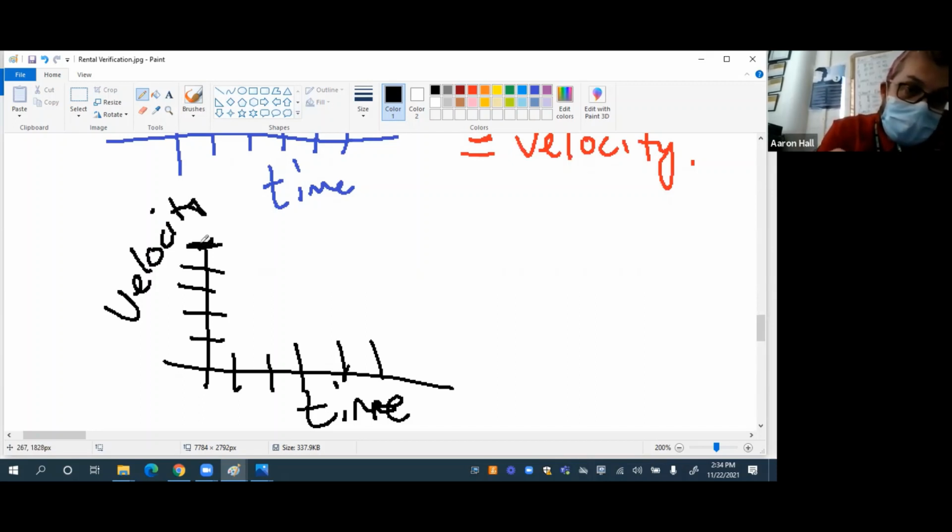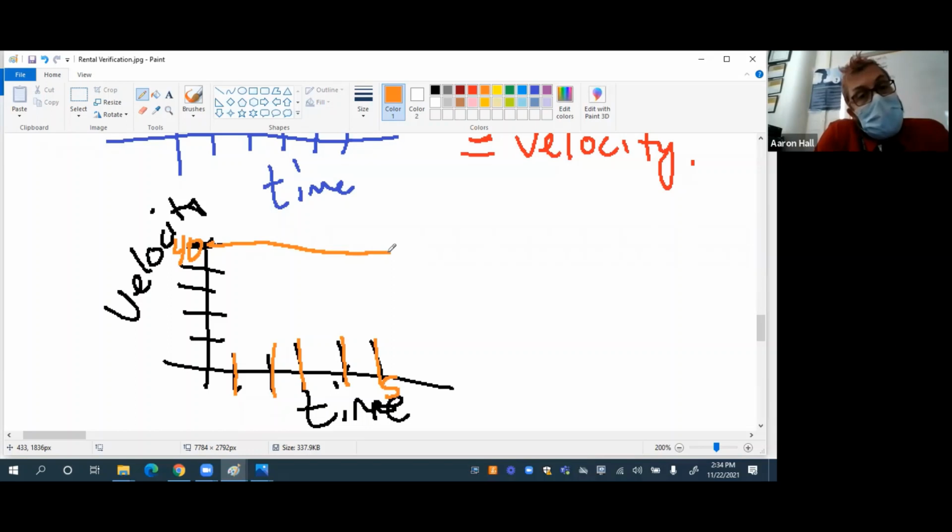Let's say this is 40 miles per hour over 1, 2, 3, 4, 5 hours. Let's keep it simple. If I keep a steady velocity for 5 hours, how far did I travel? The question is distance, not velocity. If I travel 40 miles per hour for 5 hours, how far did I travel? Now we're going backward to distance.